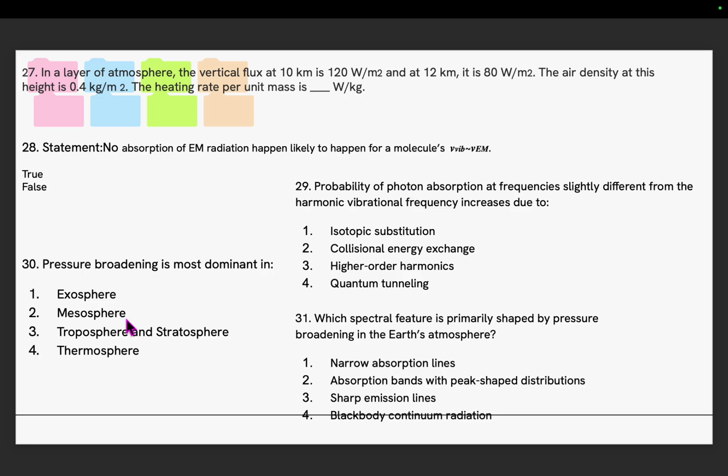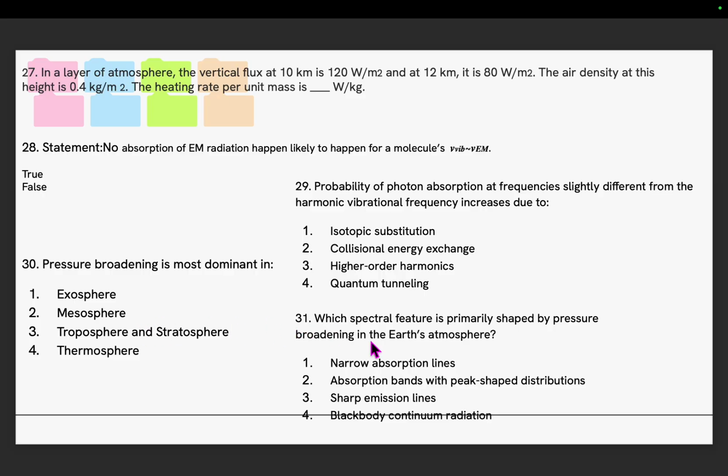In question 30, pressure broadening is most dominant in which layer of the atmosphere? Troposphere, stratosphere, the lower layers, the thermosphere, the mesosphere, or the exosphere? Option 3. Yes, pressure broadening is observed due to particle density, and particle density is high in the lower two layers. So the troposphere and the stratosphere are the correct options.